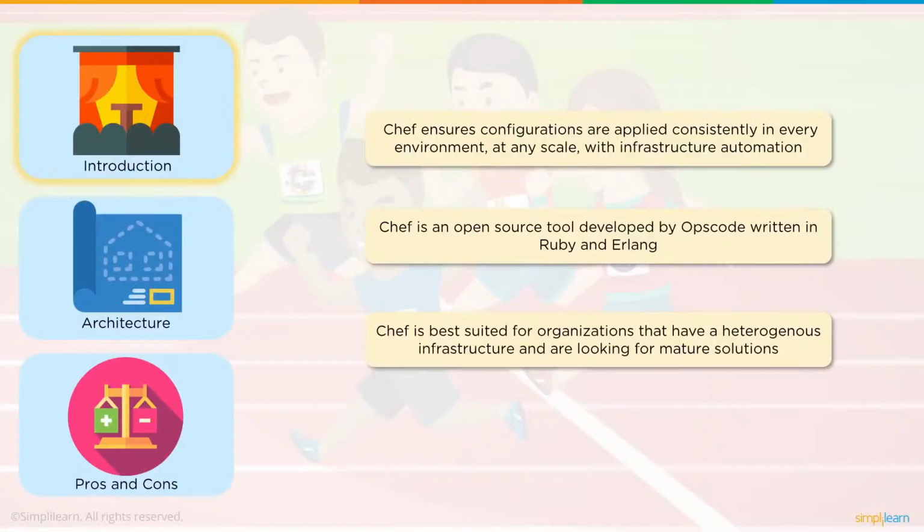And Chef is a tool that allows you to configure very large environments. It allows you to scale very effectively across your entire ecosystem and infrastructure. Chef is by default an open source code. And one of the things that you find is a consistent metaphor for the tools that we recommend on Simplilearn is to use open source code. The code itself is actually written in the language of Ruby and Erlang. And it's really designed for heterogeneous infrastructures that are looking for a mature solution.